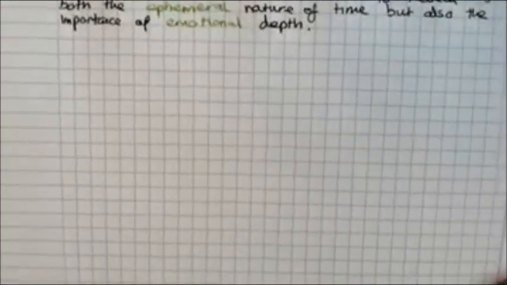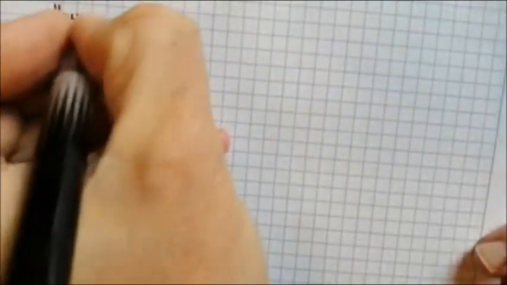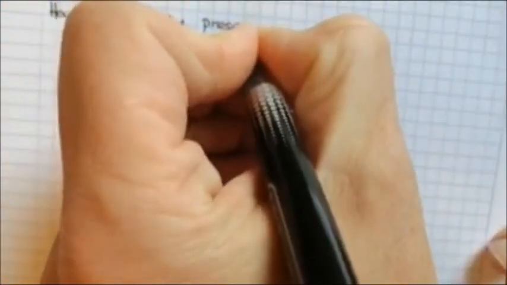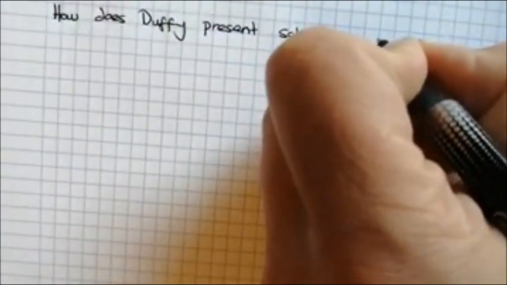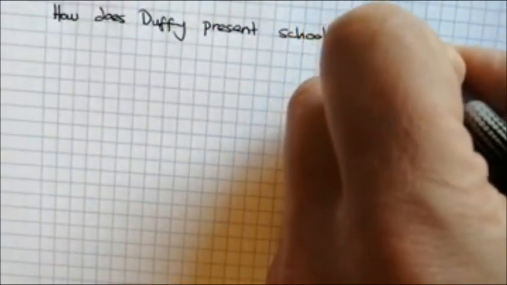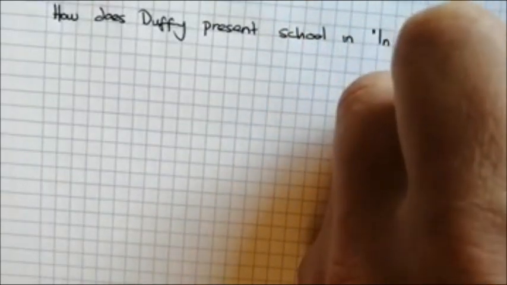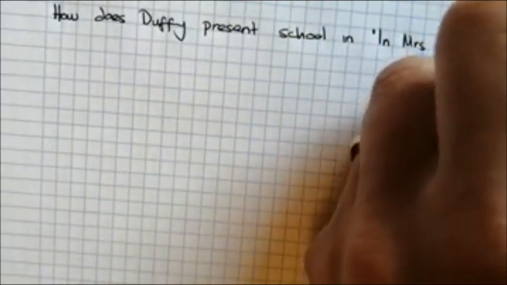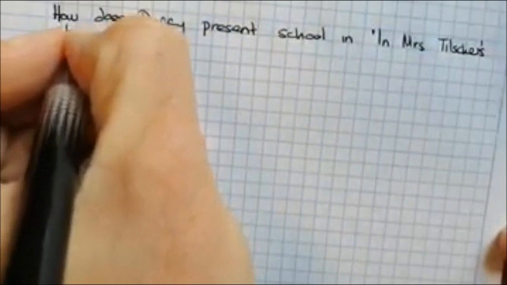So what you need to do now is you're going to need to do that for the poem that we're looking at today, which is Mrs. Tilcher's class. So your question is going to be this: how does Duffy present school in Mrs. Tilcher's class?